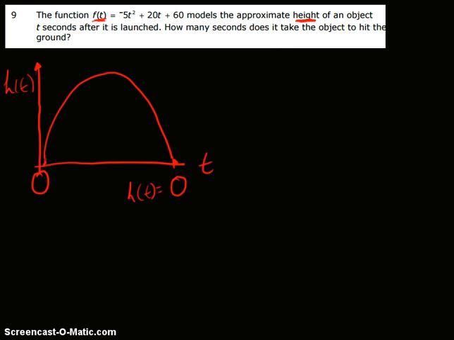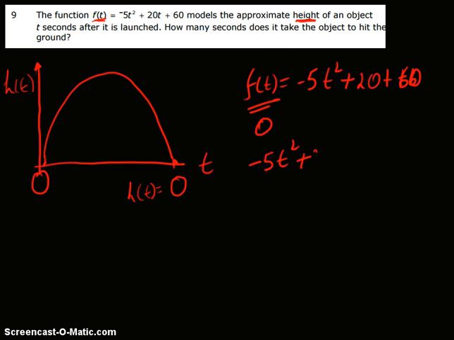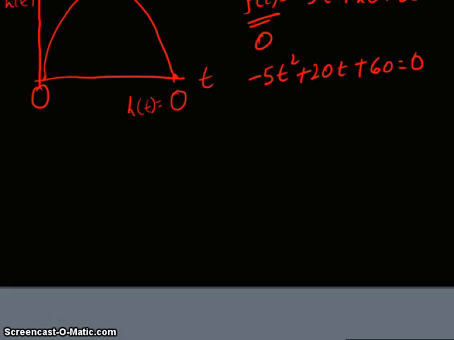Based on this, we can write this quadratic function f of t equals negative 5t squared plus 20t plus 60. And then we're looking for the time that it takes for this height to be 0. So once we set it equal to 0, we can factor it and then figure out the time that it takes to hit the ground.